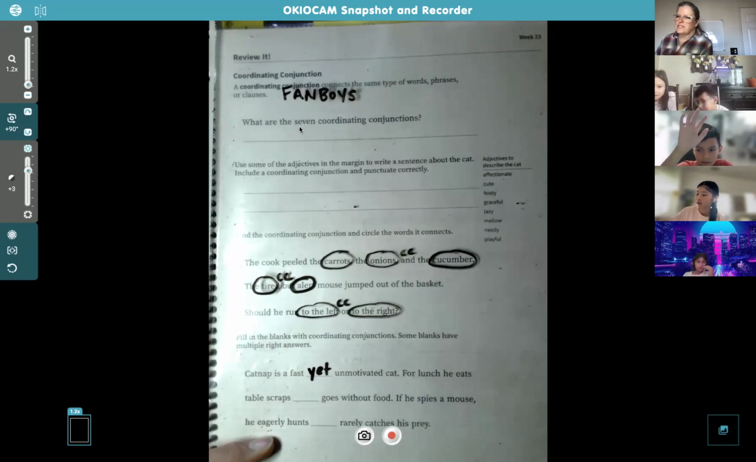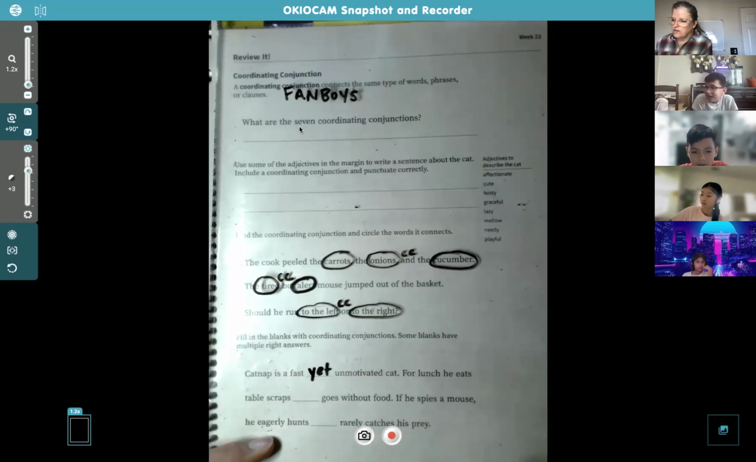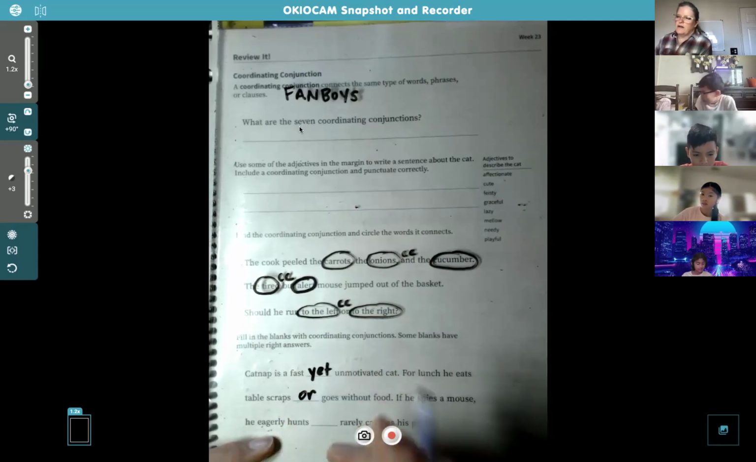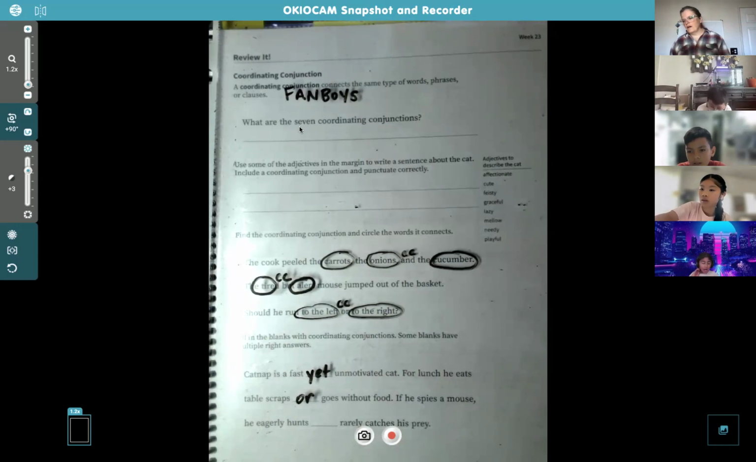How about Julio has an idea? Or goes without. For lunch he eats table scraps or goes without food. Yeah, or works better there, because if he eats table scraps, that's one thing, or he goes without food. So it's one or the other. So and or but doesn't really work right there.